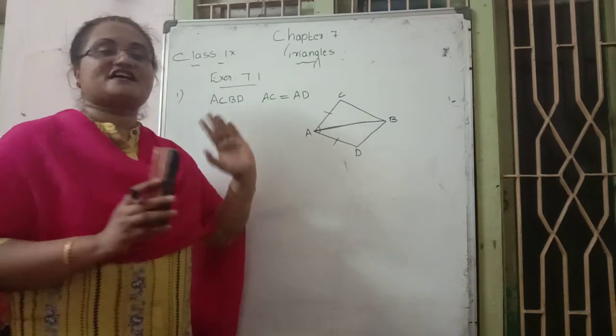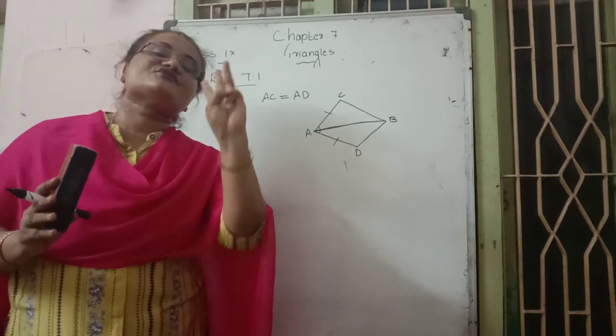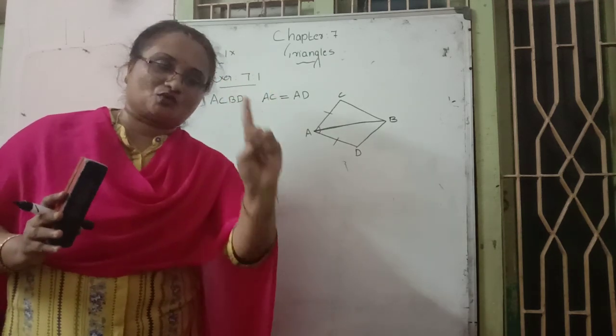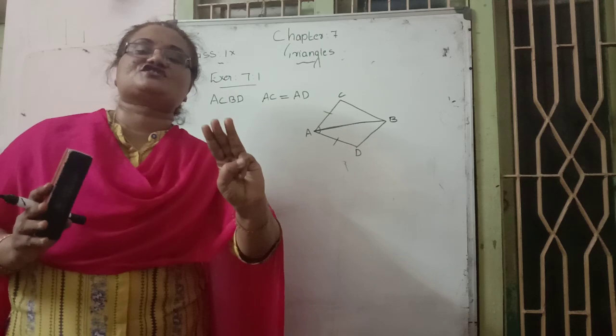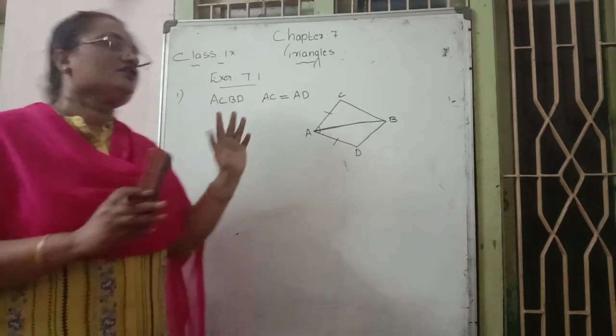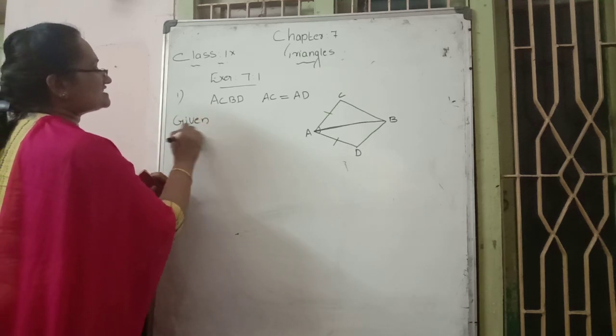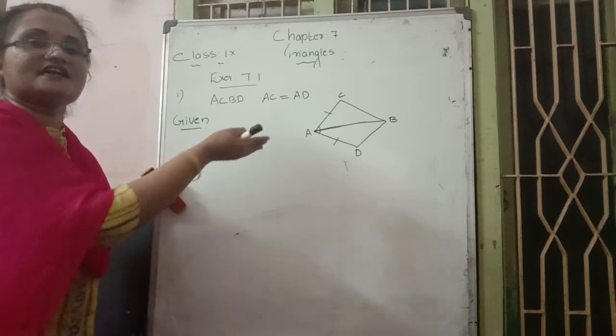Here there is no extra construction note, so three steps are enough. Which steps? Given, to prove, and proof. The diagram is already given in the question. So we can start with the given. What information can we write? They have already given the diagram.